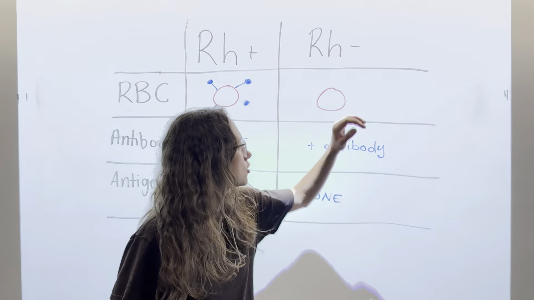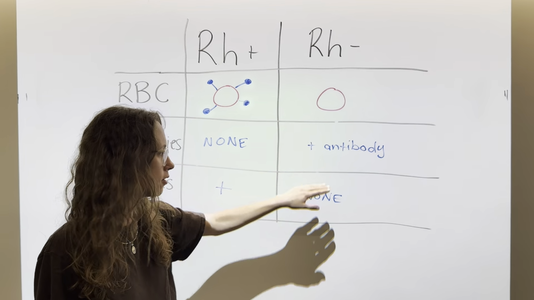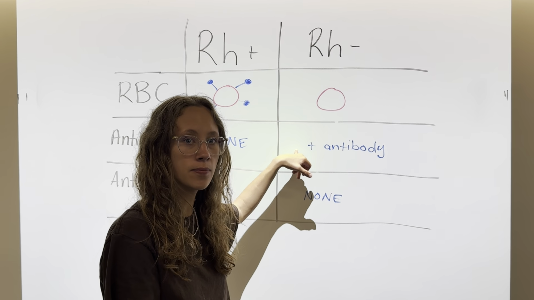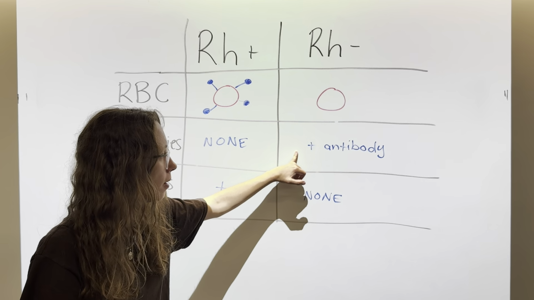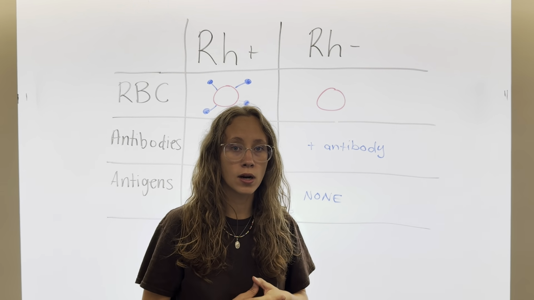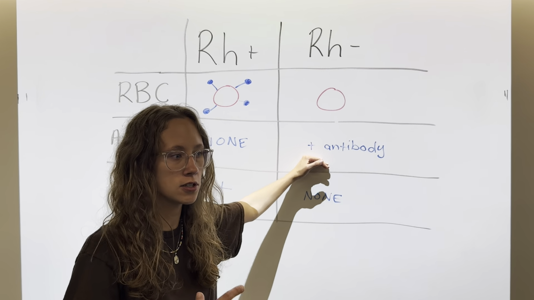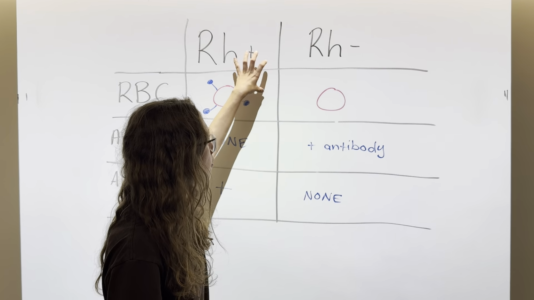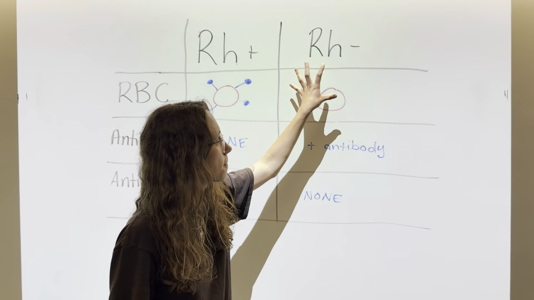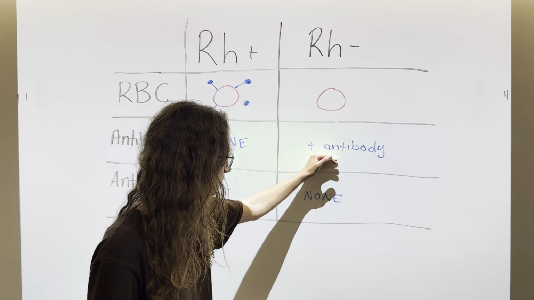When we're looking at Rh negative, there are no antigens on the surface of the red blood cell, no antigens. However, it can develop these positive antibodies. These antibodies aren't always prevalent or at play, but they can be developed. So for example, if there's a transfusion of blood from a positive person to a negative person, then that negative blood can begin to develop these positive antibodies.